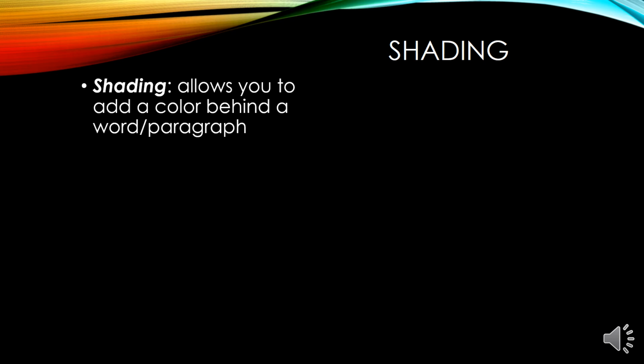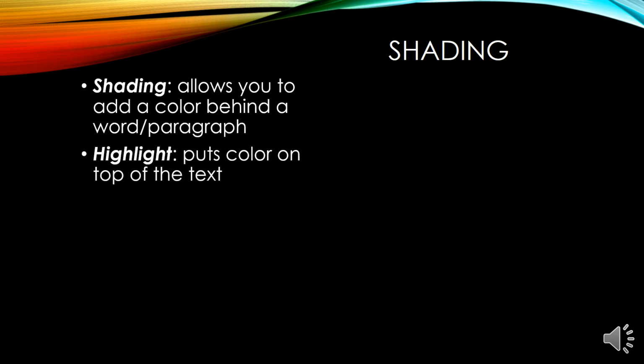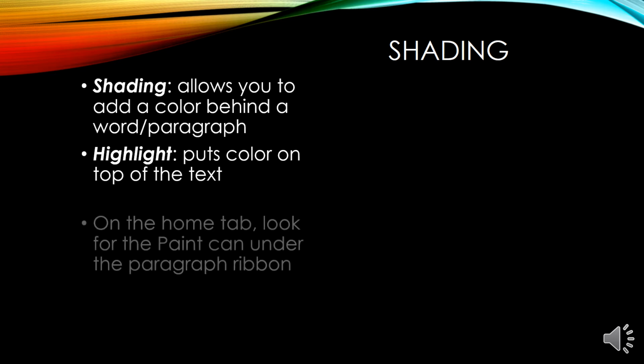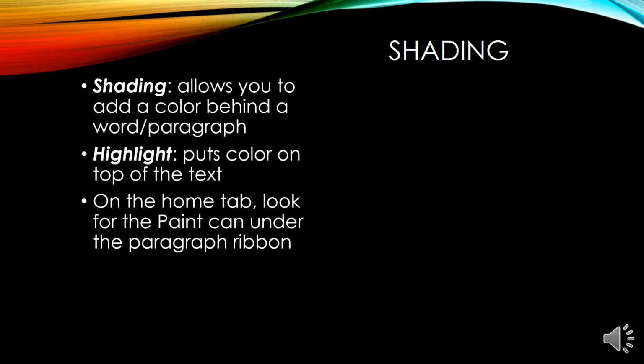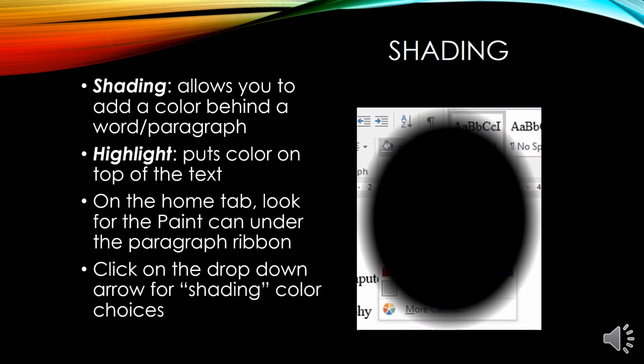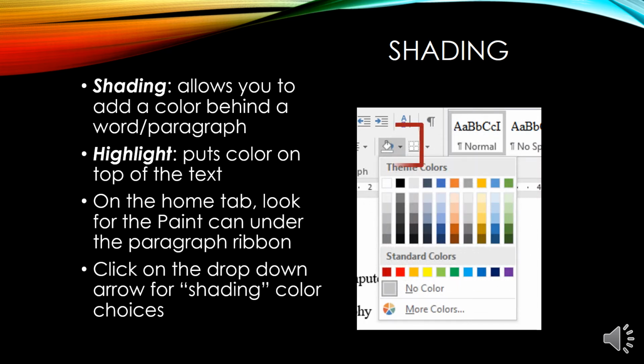Shading. Shading allows you to add a color behind a word or a paragraph. Shading is different than highlight. Highlight puts the color on top of the text. On the Home tab, look for the paint can under the paragraph ribbon. Click on the drop-down arrow for shading color choices.